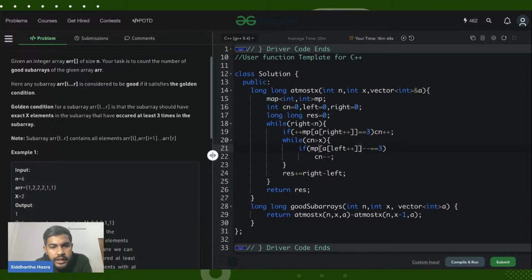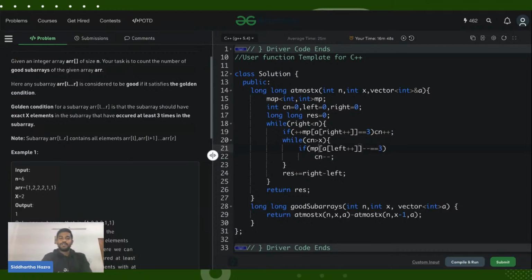Okay, so you can just count the number of values. If after incrementation, the count of MP of A of right is equal to 3, then cn plus plus, and then right plus plus. It would be the same.